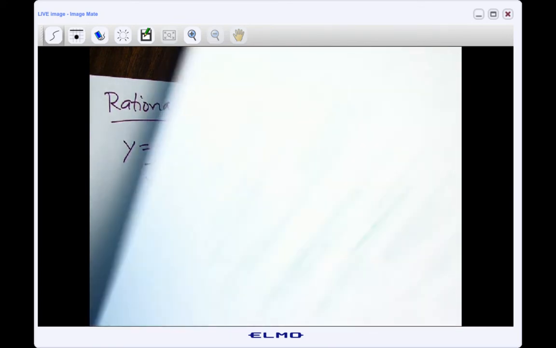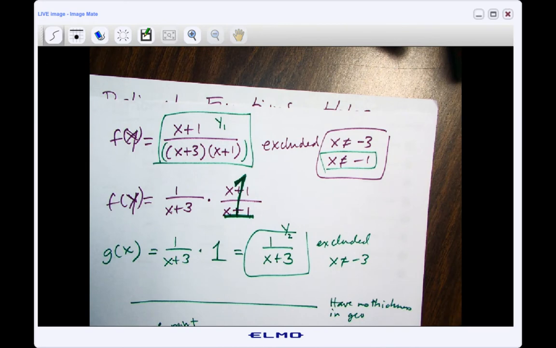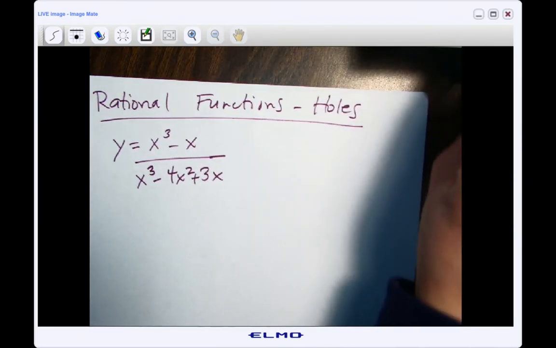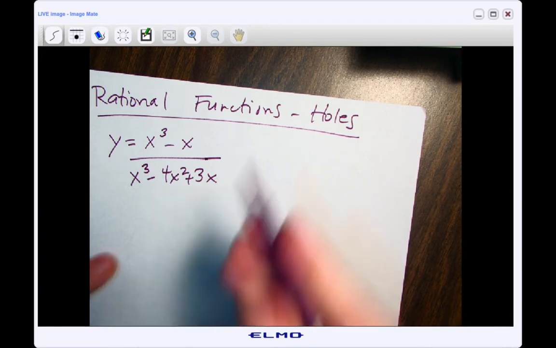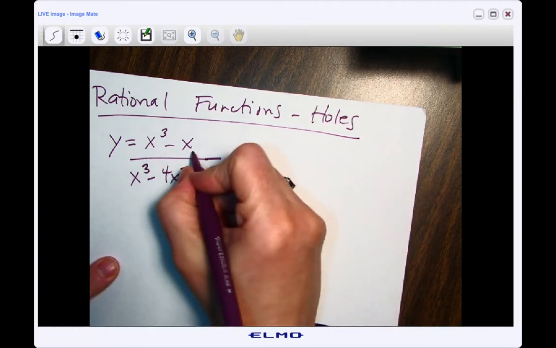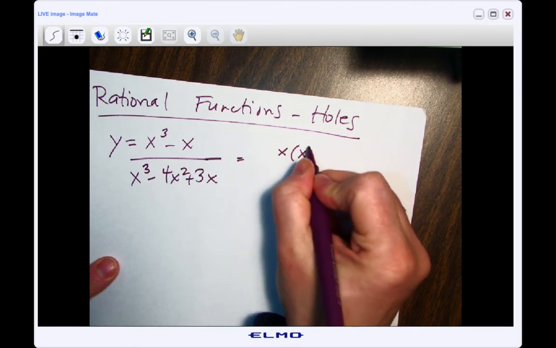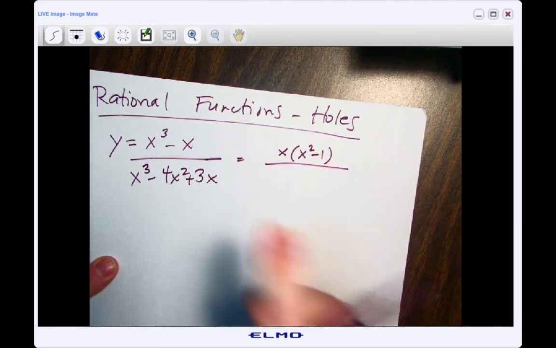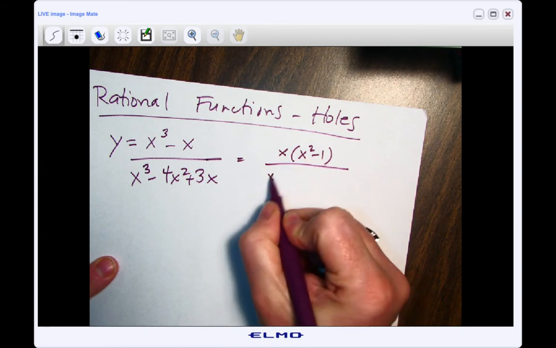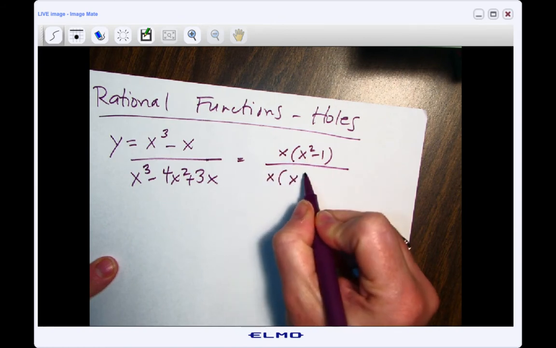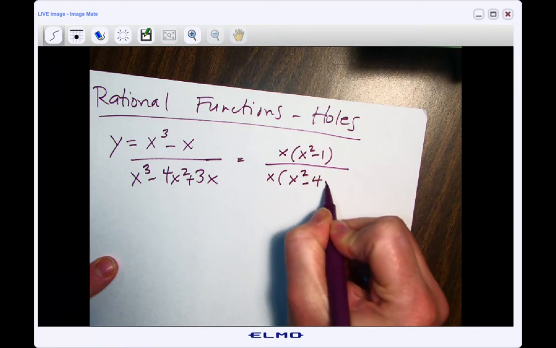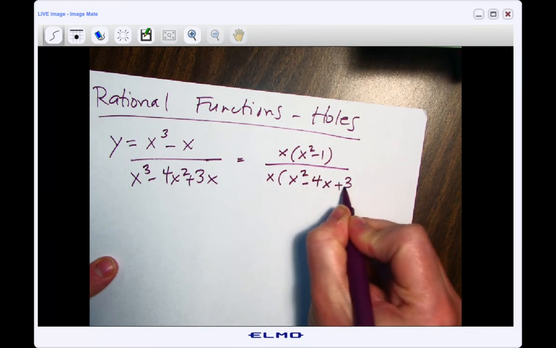Now this one's not as clear as this one because these ones were already in factored form. Okay, so what I'm going to do first, in order to figure out if I will be able to reduce it, I'm going to factor both the top and the bottom. So what am I going to do here? Here I can factor out an x, and that gives me an x squared minus 1. And on the bottom, I can also factor out an x. I hope you can see that. So that will be an x squared minus 4x plus 3.